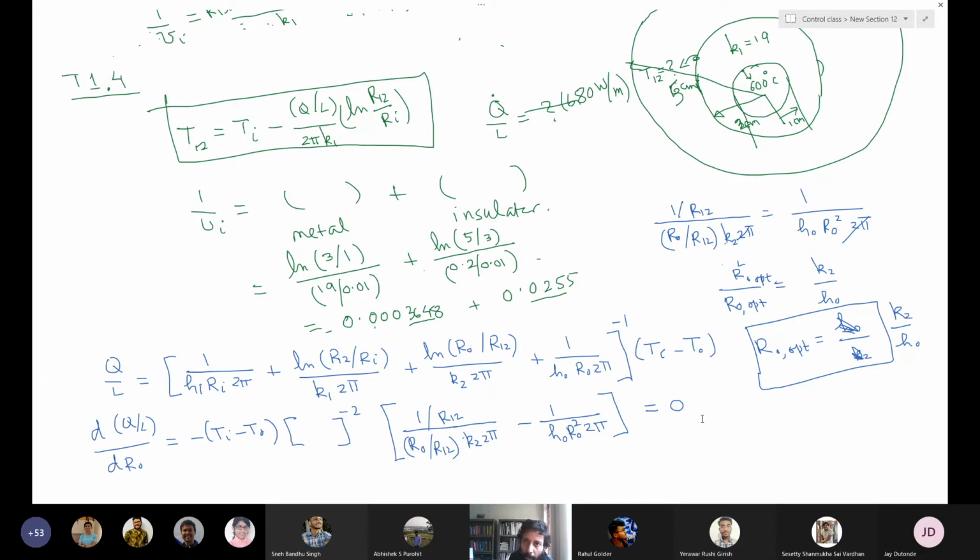So it's not Ri, it's R1, to say. R12 is constant. Considering R12 constant, we have calculated, right? Yes, R12 is constant because this pipe is constant. We are not changing the pipe. We are just changing the insulation thickness. Okay.